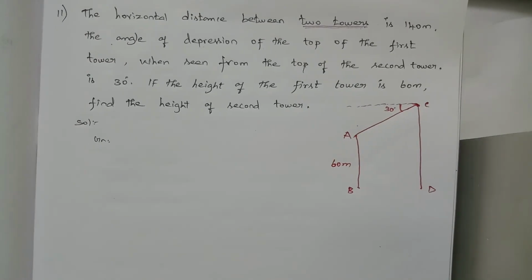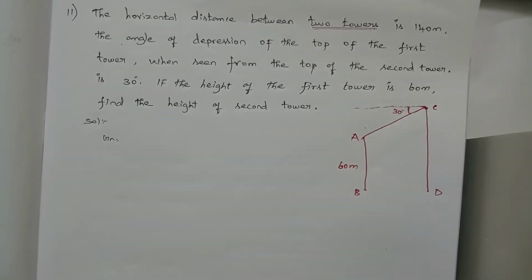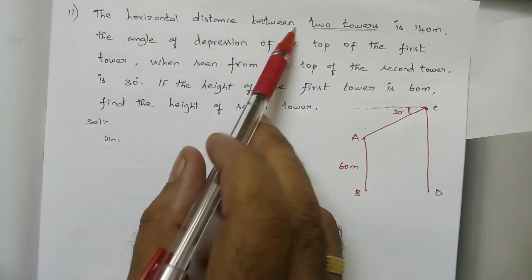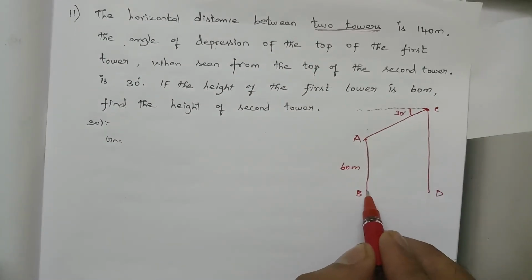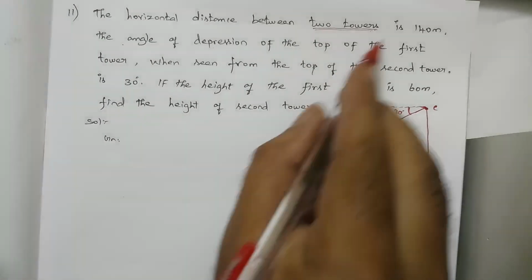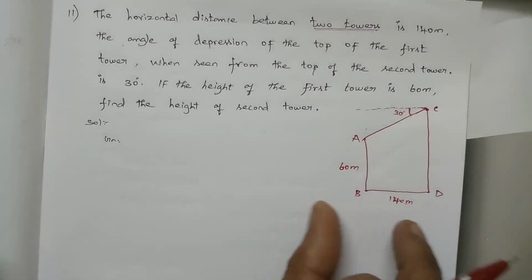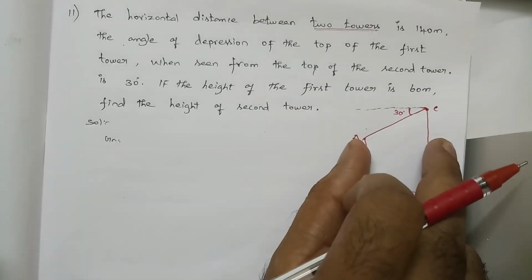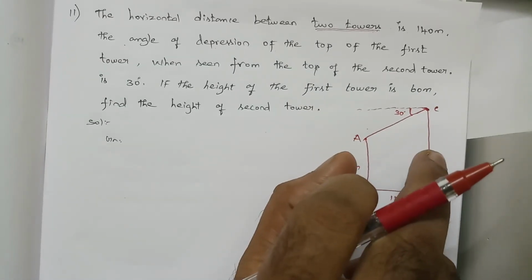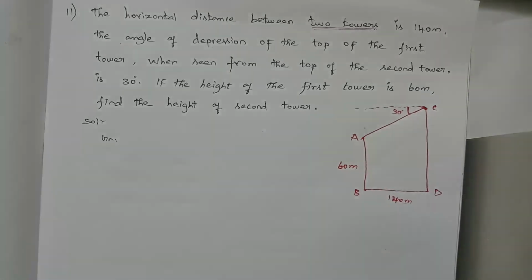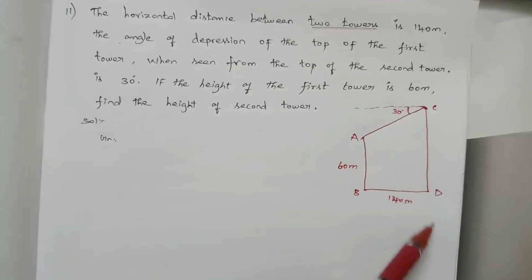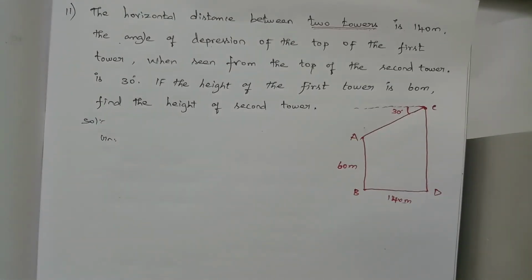So how do we find the height of the second tower? One more thing given is the horizontal distance between the two towers, that is BD, which is 140 meters. Before drawing one more line, I have to ask one question. We need a right angle triangle for finding the height of the second tower. First we want to form a right angle triangle.